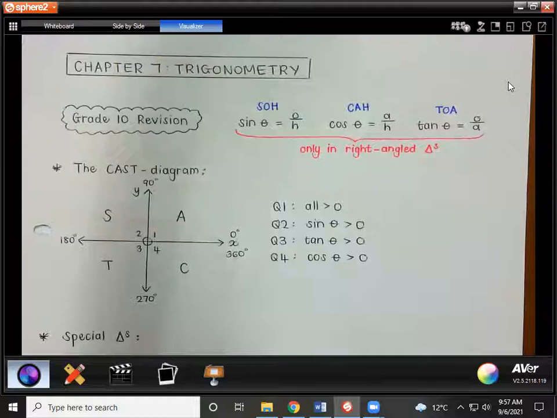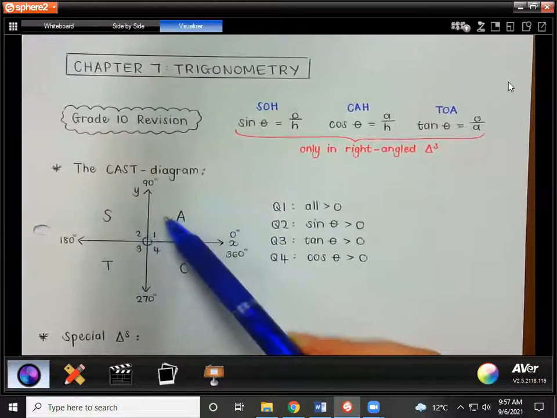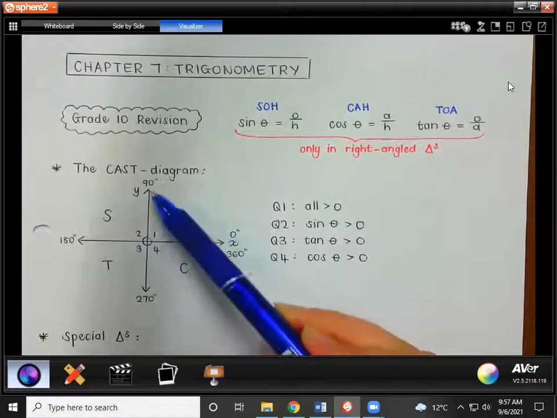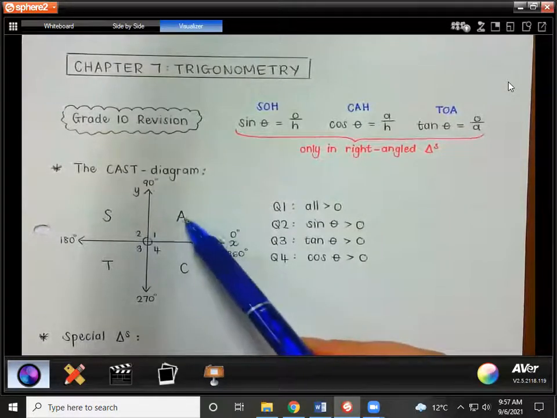Then the CAST diagram, you might have seen that last year, you might not. So we see that we have a Cartesian plane over here, and the Cartesian plane is split up into 4 quadrants. So the first one, this is the basic one, where x is positive and y is positive. This is the first quadrant. The A here stands for all.